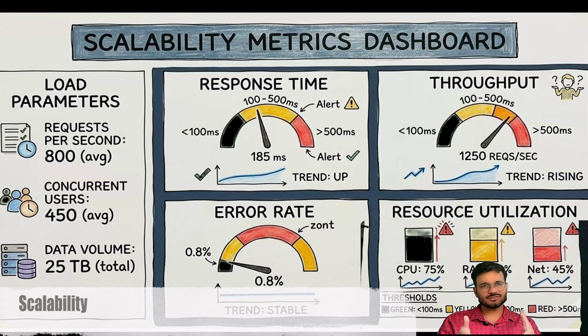Let's talk about performance metrics because this trips up a lot of candidates. The two key metrics are latency and throughput. And they're not the same thing. Latency is response time, how long it takes to process a single request, whereas throughput is how many requests you can handle per second. You can have high throughput with terrible latency and great latency with low throughput.